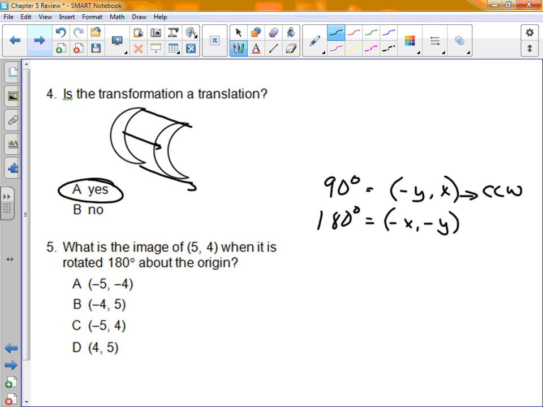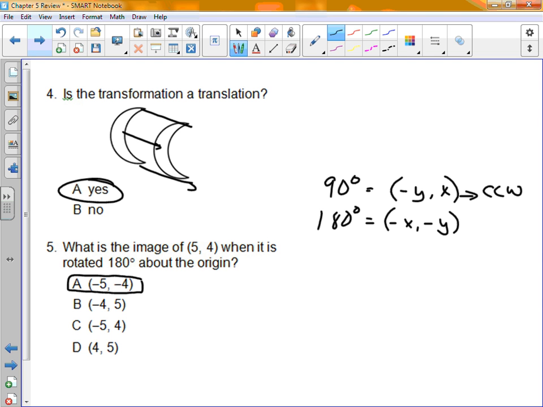So once I do this, it's just a matter of taking these points right here and changing them to (-5, -4). So the image would be (-5, -4). Remember, the image is where it ends up, and the pre-image is where it starts.